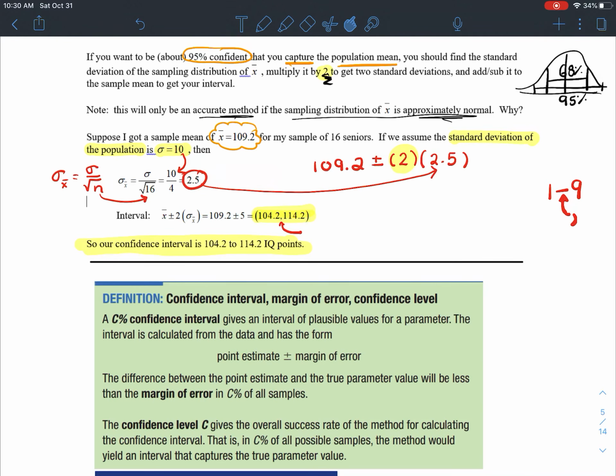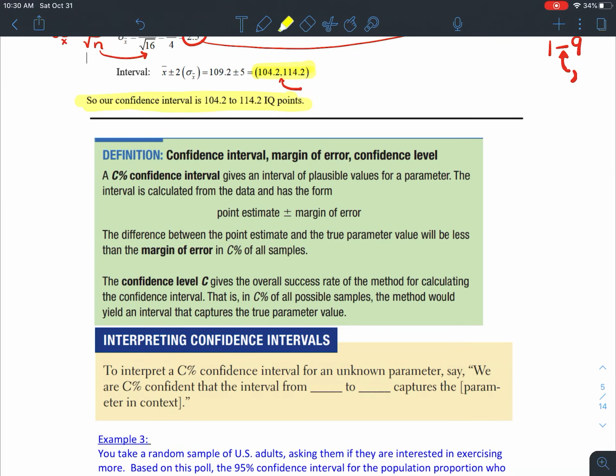Okay, so let's break down what these things are here. First, confidence interval. Confidence intervals are always denoted by a specific percentage. I will say 95% is the most commonly used, but you're going to be asked to calculate 90%, 98%, 99% confidence intervals. A confidence interval gives you an interval of what are called plausible values. And that word plausible simply means believable. You're creating a range of believable values for your parameter.